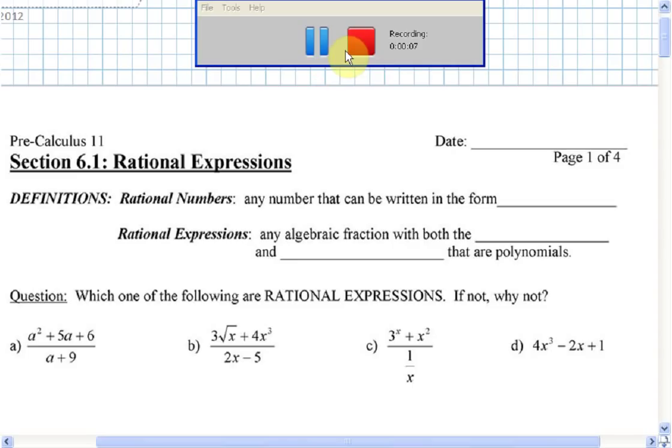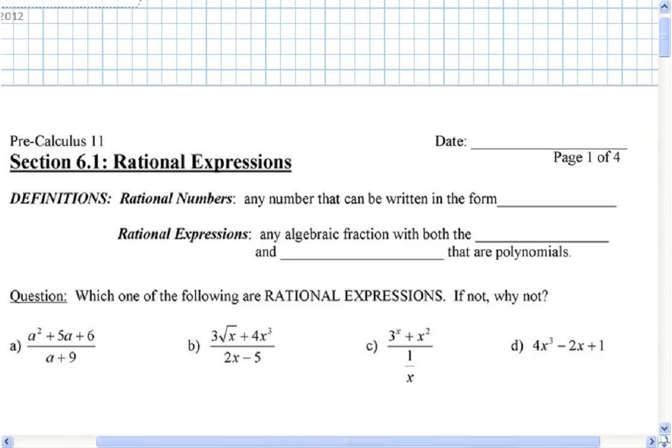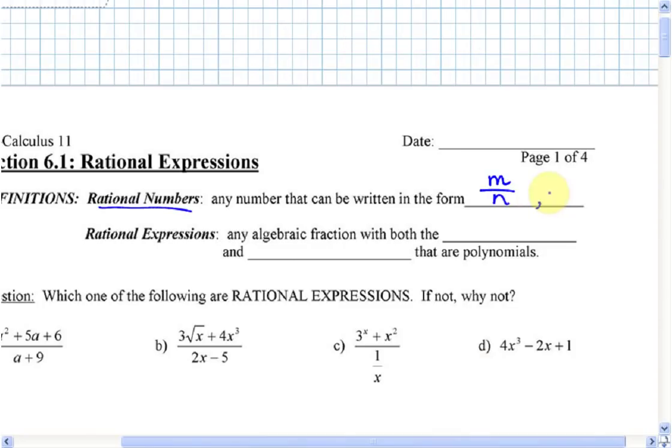Some definitions to begin. There's this thing called a rational number, okay? What that means is it's any number that can be written in the form m over n, where m and n are integers. So anything that's a fraction is really a rational number, okay? Now, that was what you learned way, way back.